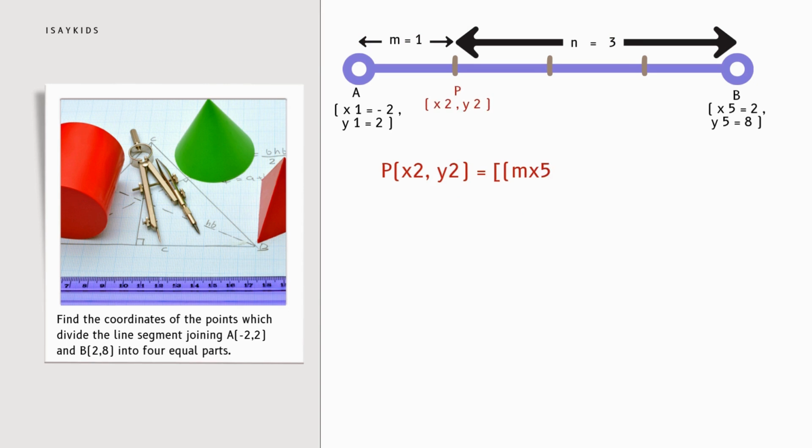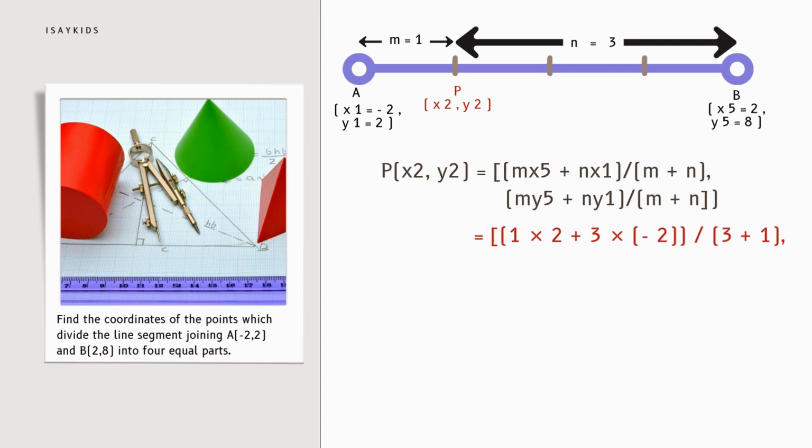Now P would be given by (m x2 plus n x1) upon (m plus n) and (m y2 plus n y1) upon (m plus n) using the section formula. That means if we substitute the values, we get the coordinates of P as minus 1 and 7 by 2.